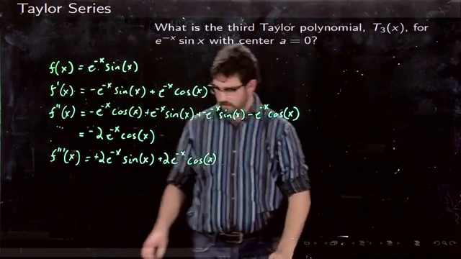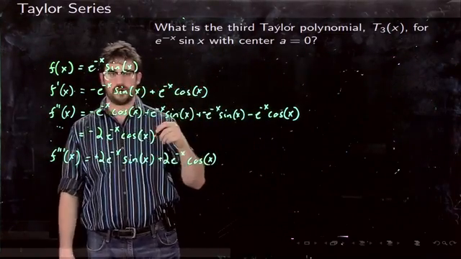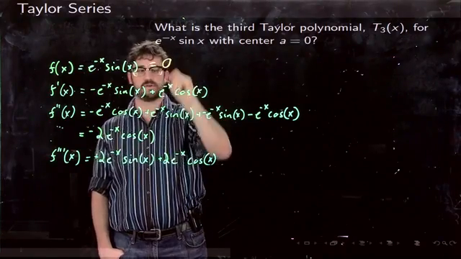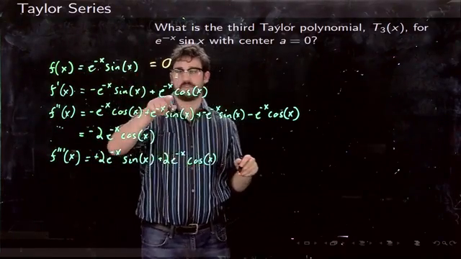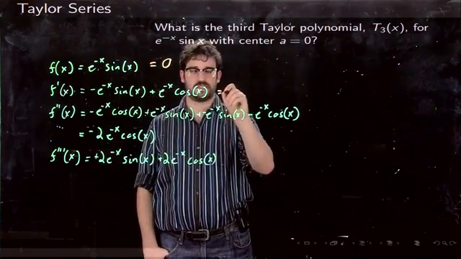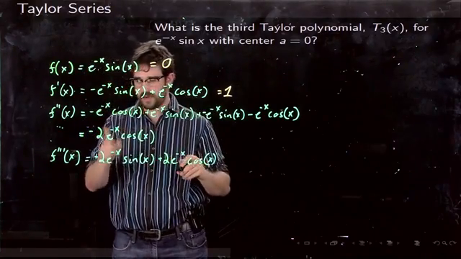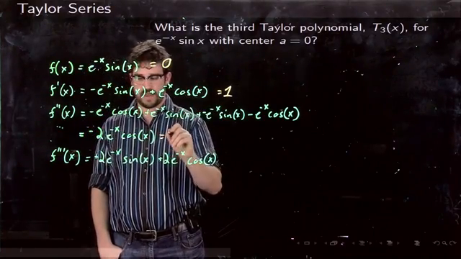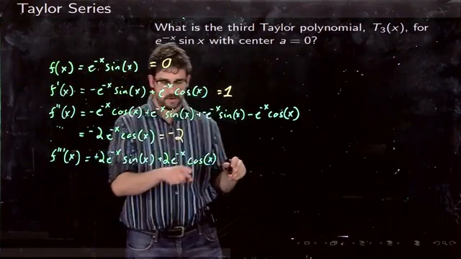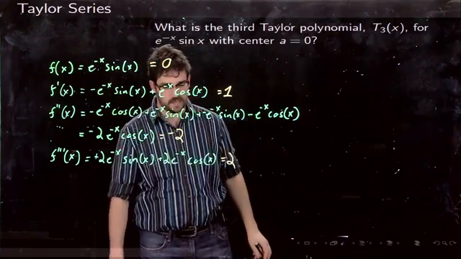But luckily, when we plug in x equals 0, because we're going to be centering at 0, sine of 0 is 0, so we get 0 here. This will disappear, and we will get a 1 times 1, so this is a 1. Here, cosine of 0 is 1, so we get a -2. And then here, this sine disappears, 1, 0, so we get a +2 like that.